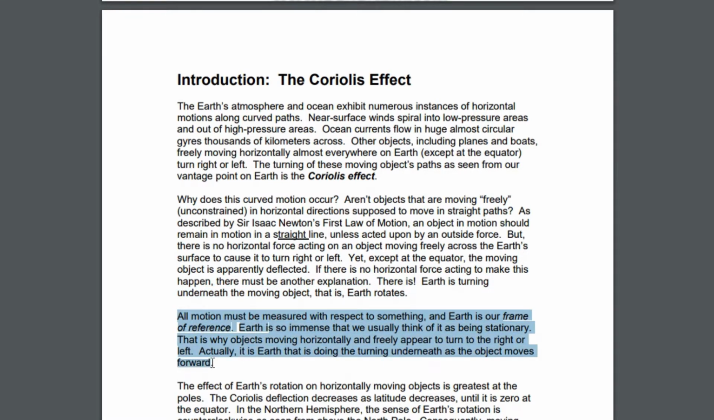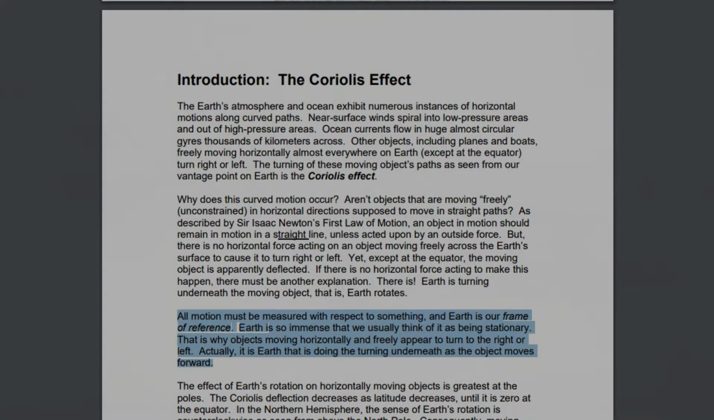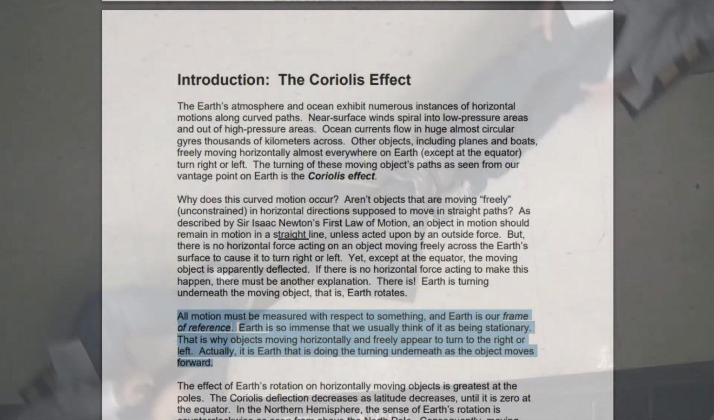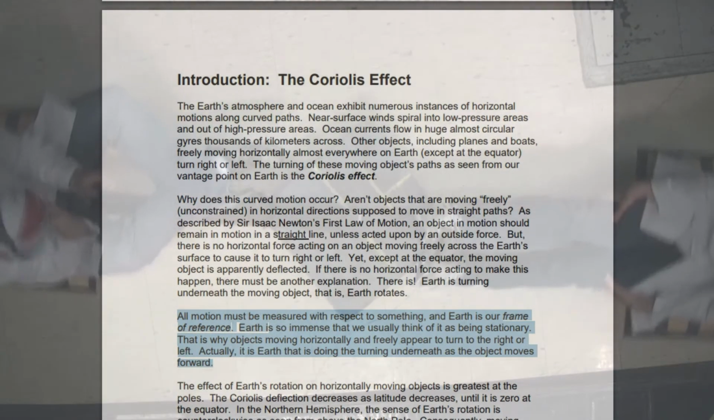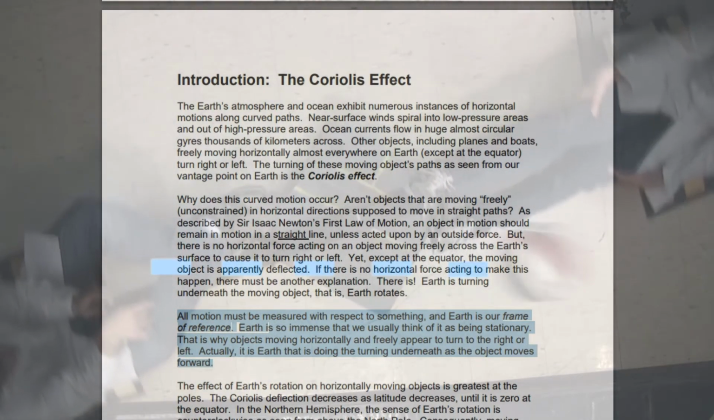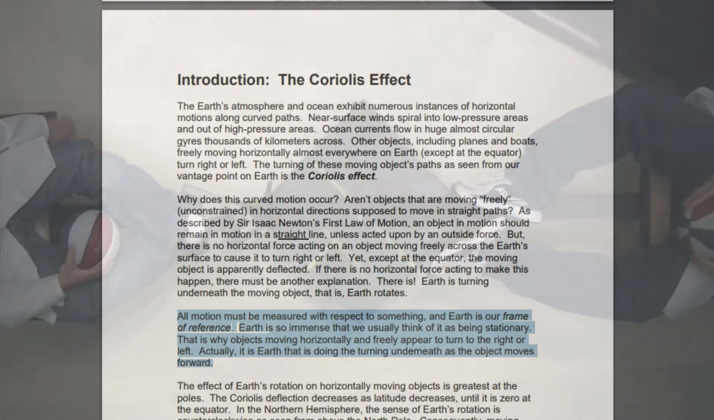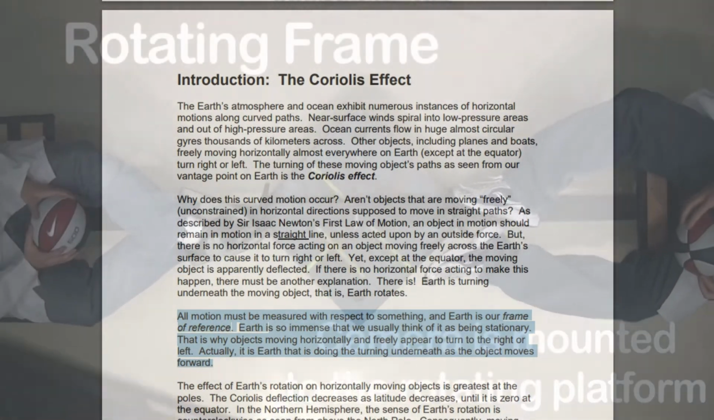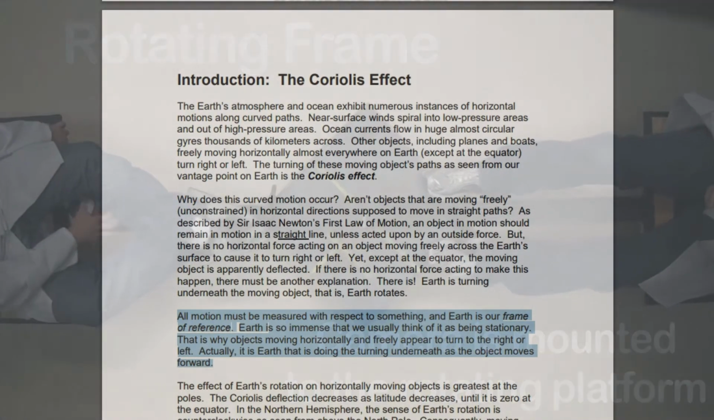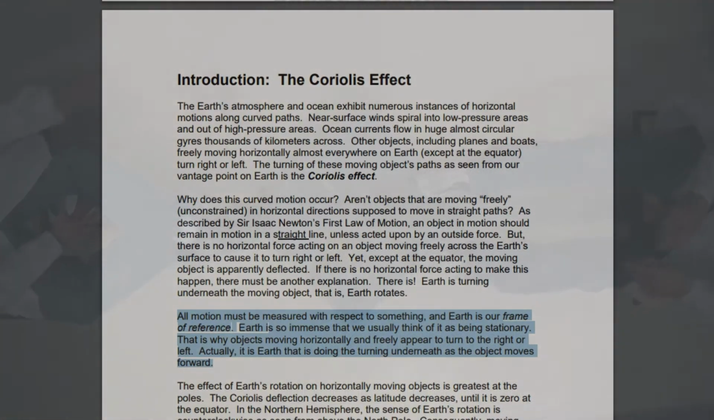All motion must be measured with respect to something, and the Earth is our frame of reference. Earth is so immense that we usually think of it as stationary. That's probably because it is. That is why objects moving horizontally and freely appear to turn to the right or left. Actually, it's the Earth that is doing the turning as the object moves forward.